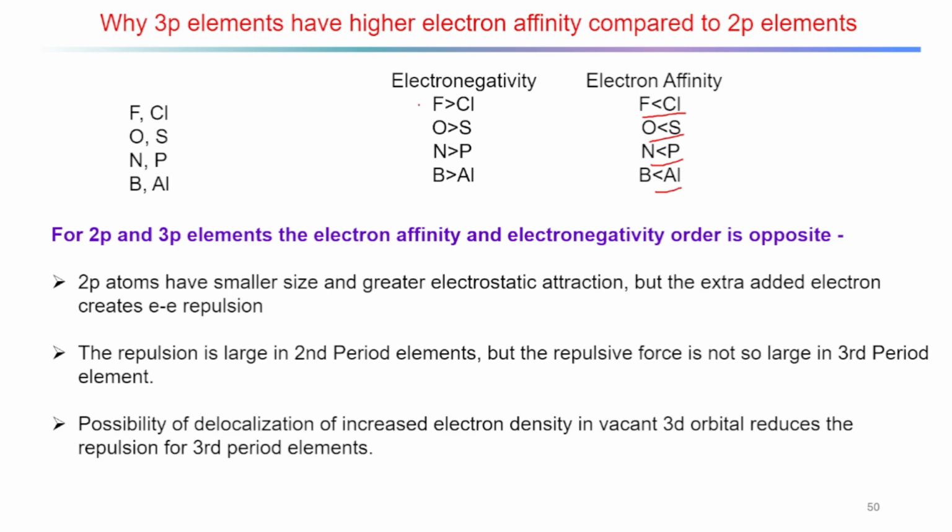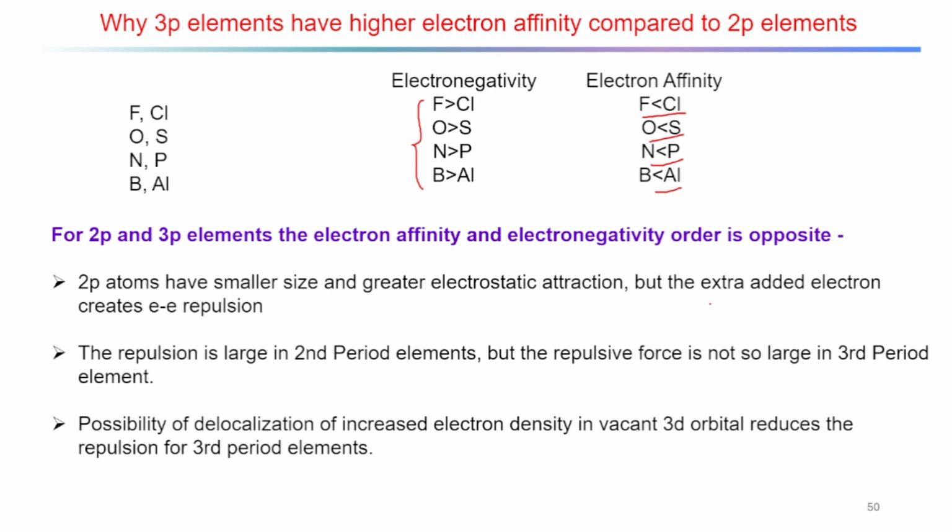But the electronegativity trend is actually completely opposite. Now why so? What is the reason behind it? To understand that, we have to consider these 3 points. The first one is that 2p atoms have smaller size and greater electrostatic attraction. So the 2p atoms have smaller size, and smaller size means greater electrostatic attraction towards the incoming electron.